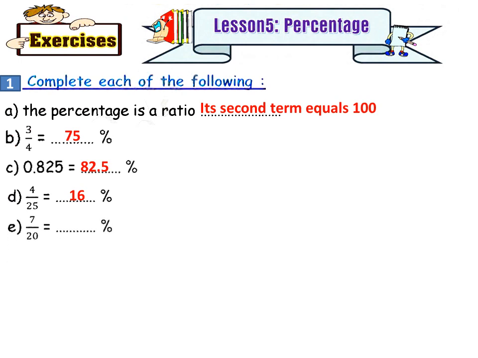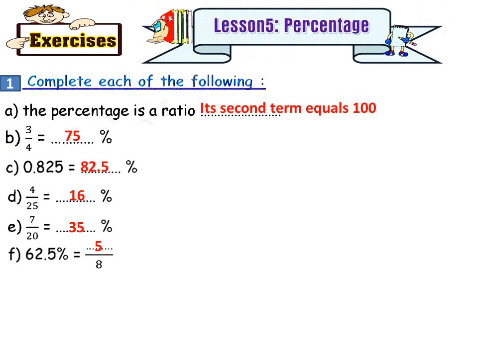Letter E, 7 over 20. To convert it into a percentage, multiply 7 over 20 times 100%. We can make a reduction: 20 with 100 gives me 5. 5 times 7 equals 35%, okay? Or you can use your calculator. 7 over 20 times 100 and write the result in the blank, okay? It will be 35.